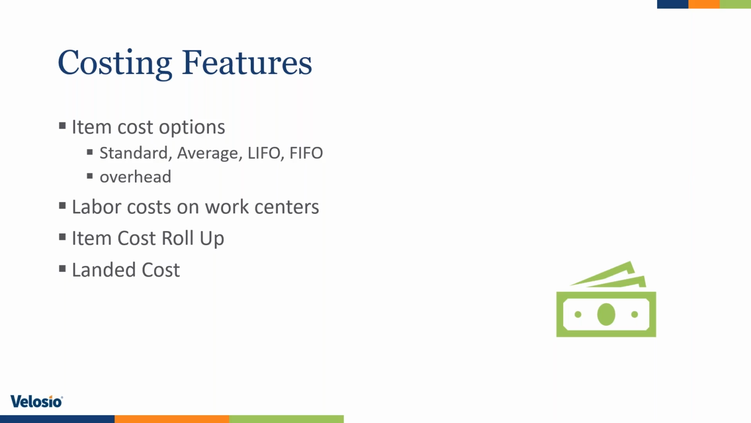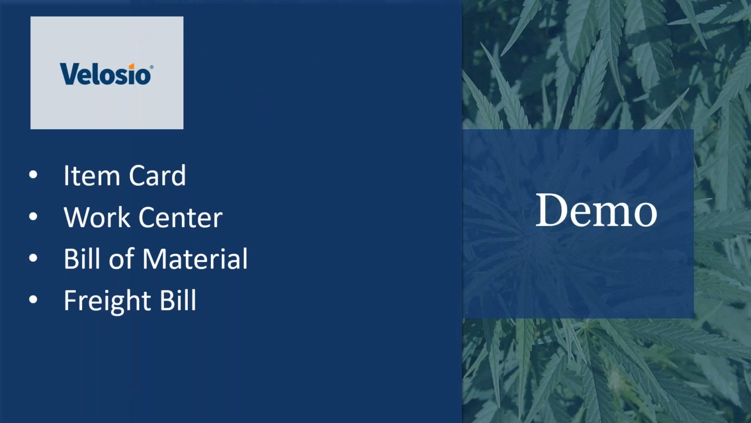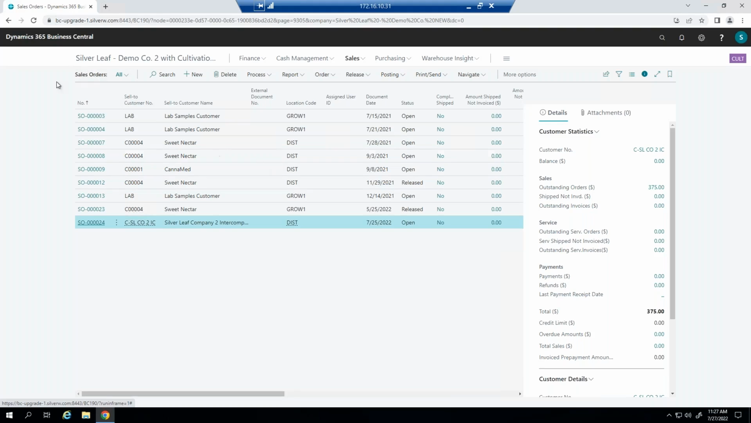And we also have a feature called item charges, but you might know it as landed cost. That allows us to assign other costs to our products. So maybe you get a freight bill and you want to assign that to multiple products that you received. So I'm going to hop over to the demo and we'll take a look at some of these features.